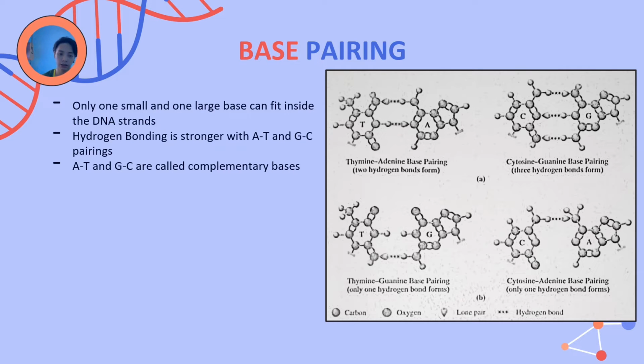So, this picture shows the specific hydrogen bonding interaction for the 4 possible pyrimidine base pairing combinations. As you can see, the thymine-adenine base pairing and the cytosine-guanine base pairing have 2 and 3 hydrogen bonds in between the bases. And note that these two have the highest number of hydrogen bonds that have formed.